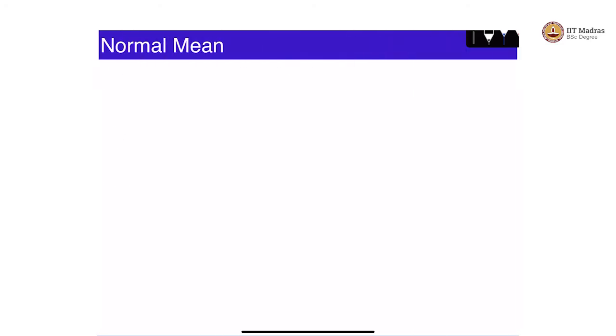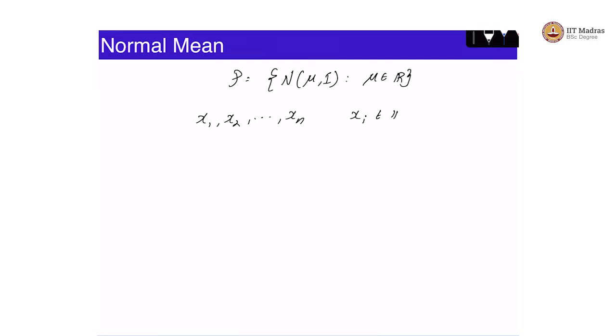Let's move on to another example where we have a normal mean. Your family of distributions P is normal with mean mu and variance 1. The variance is a constant, not a parameter. Your mu belongs to R. Your parameter theta is simply equal to the mean mu. You have data points x1, x2, ..., xn, each of which is real valued. What is the ML estimate of the parameter mu?